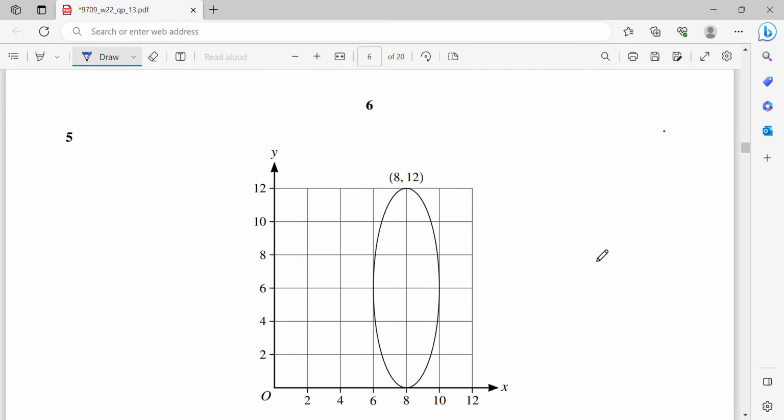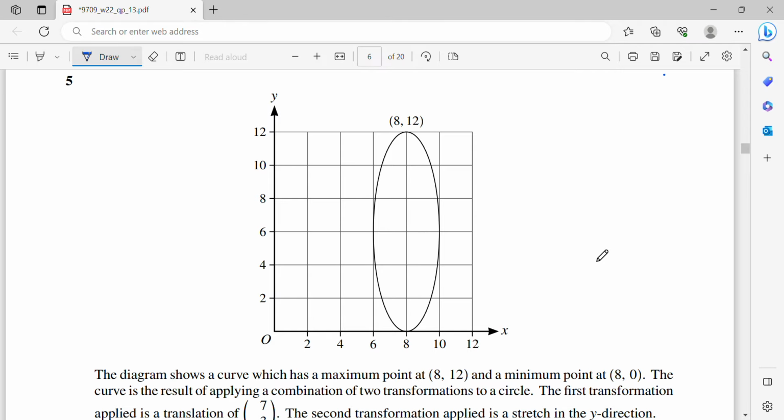Now question 5. You are given a diagram. This is the diagram. The diagram shows a curve which has a maximum point at 8, 12. This is the 8, 12. And a minimum point at 8, 0.